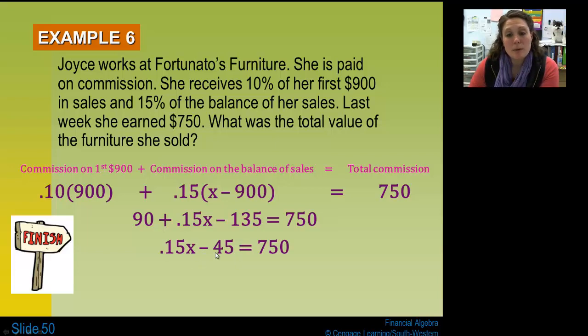Now it's a two-step equation. I need to get rid of the negative 45 by adding it to both sides. And then the final step is undoing the multiplication by doing division. So your last piece of this, to finish this problem, is to do this division and tell me how much she sold in furniture.